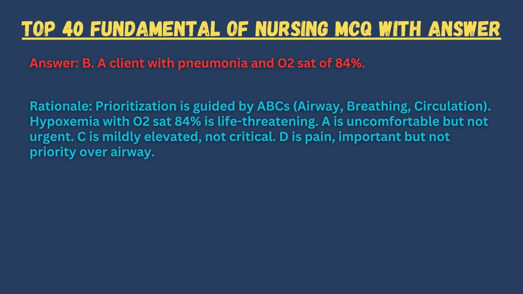Answer: B. A client with pneumonia and O2 sat of 84%. Rationale: prioritization is guided by ABCs, airway, breathing, circulation. Hypoxemia with O2 sat 84% is life-threatening. A is uncomfortable but not urgent. C is mildly elevated, not critical. D is pain, important but not priority over airway.